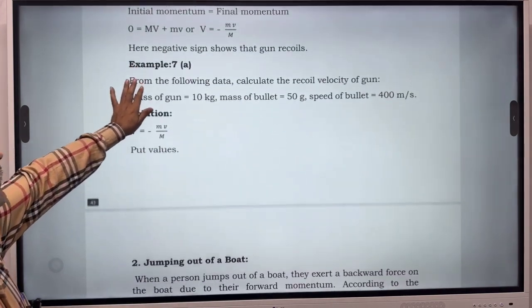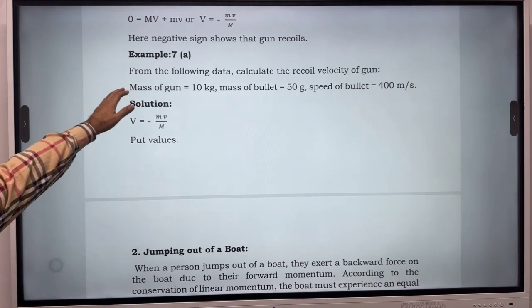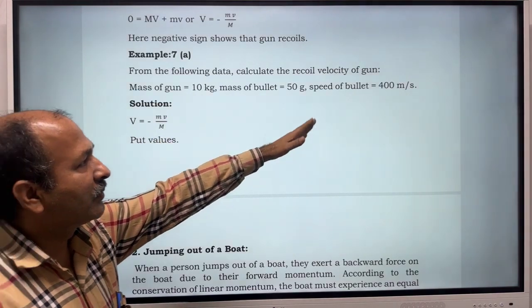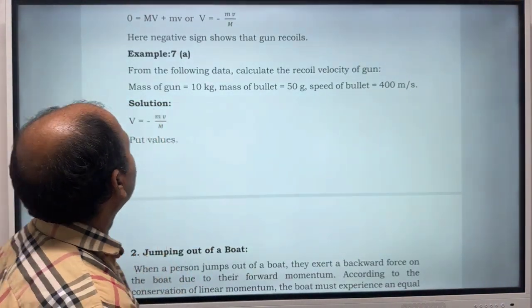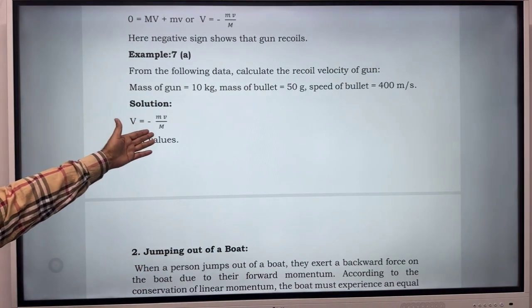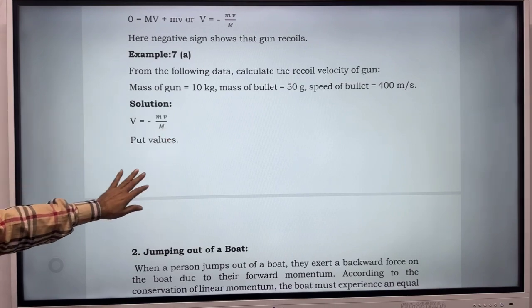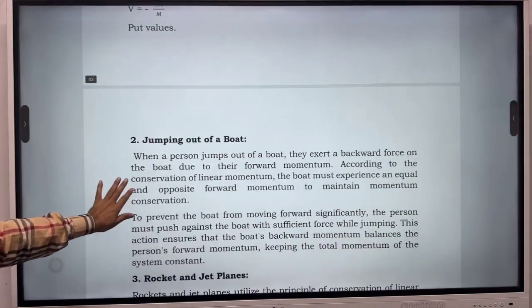Now, here there is a question for you. From the following data, calculate the recoil velocity of the gun. You are given mass of gun 10 kg, mass of bullet 50 grams, speed of bullet 400 meter per second. Then the recoil velocity of the gun is to be found. The formula you know very well: capital V equal to minus mv upon capital M. When we put the values, we can get the answer. So I'm not doing it. That is for you.